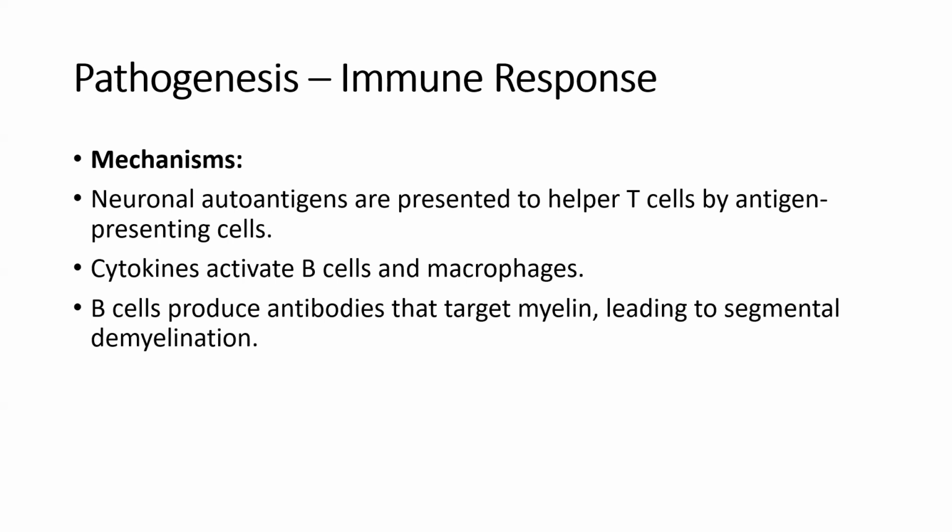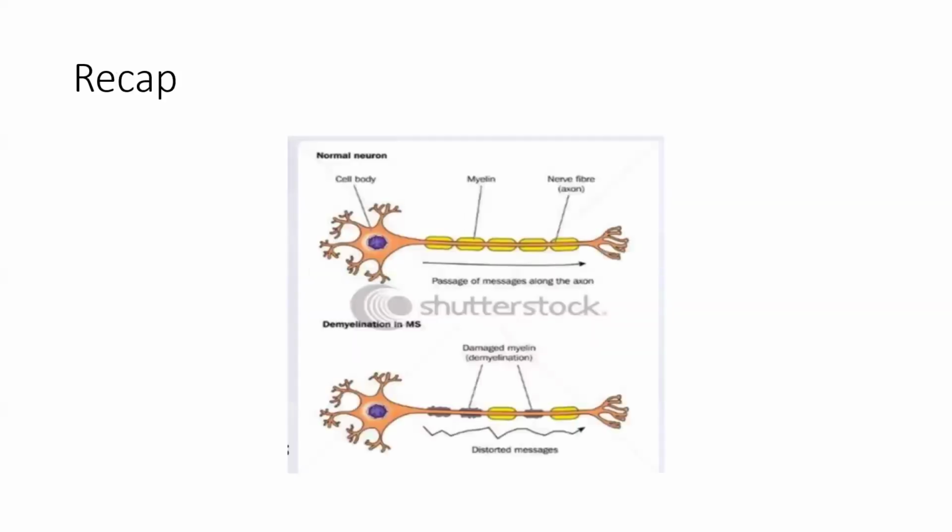So, now here we're talking about the helper T cells. Helper T cells activate B cells and macrophages. Neuronal autoantigens are presented to helper T cells by antigen presenting cells because they mimic the ones from the pathogen. Then cytokines from T cells activate the B cells and macrophages, and the B cells produce antibodies that target myelin, leading to segmental demyelination, which is this.